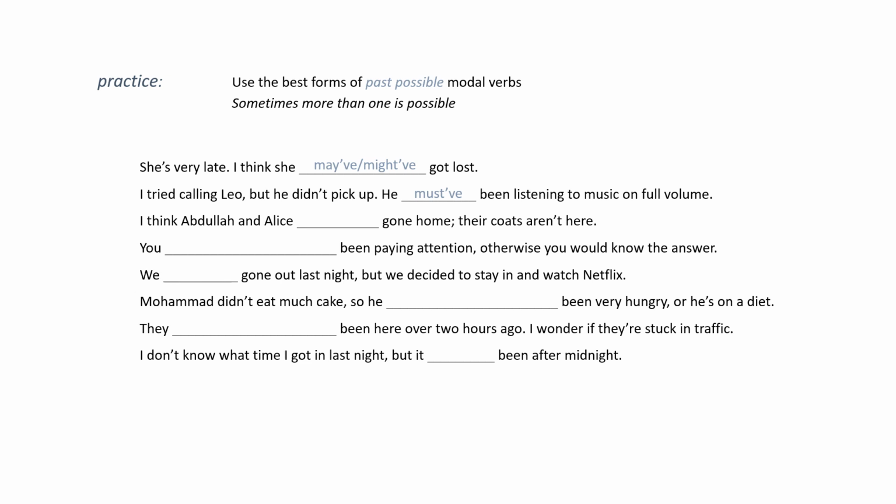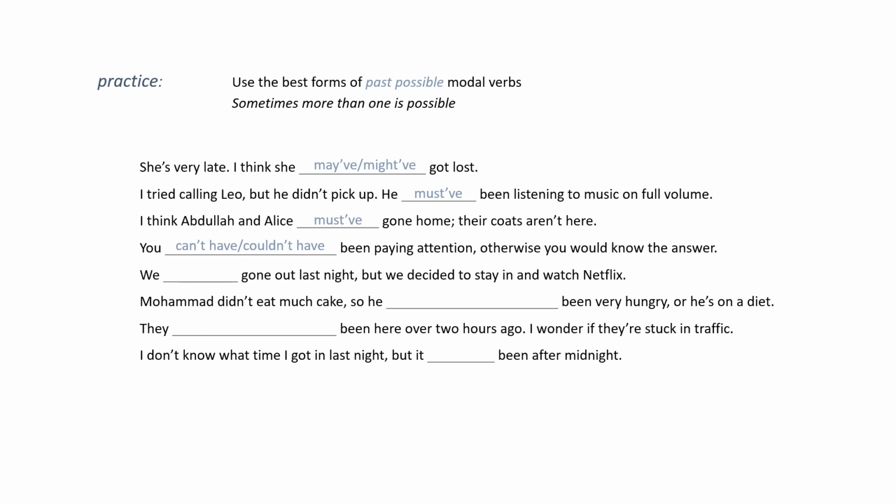I think Abdullah and Alice have gone home. Their coats aren't here. Must have gone home. Yeah, their coats aren't here. They've probably gone. They must have gone home. You haven't been paying attention, otherwise you would know the answer. Well, what do you think? Can't have, couldn't have. You can't have been paying attention. You couldn't have been paying attention, otherwise you would know the answer.